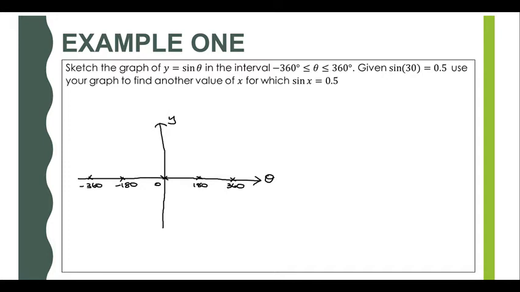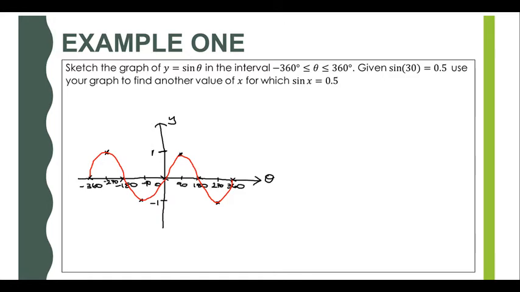It has a maximum of 1 when x is 90 and a minimum of minus 1 at 270. It also has a minimum at minus 90 and a maximum at minus 270. So we can sketch on the curve now. And our graph looks like this. And don't forget to label a max of 1 and a minimum of minus 1.